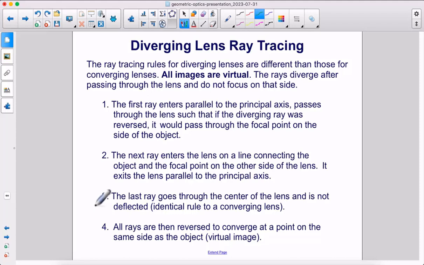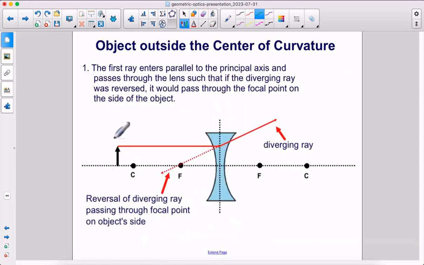Number 3, the last ray goes through the center of the lens and is not deflected, which is the same as my favorite ray from the converging lens rules. Number 4, all rays are then reversed to converge at a point on the same side as the object, giving us a virtual image.